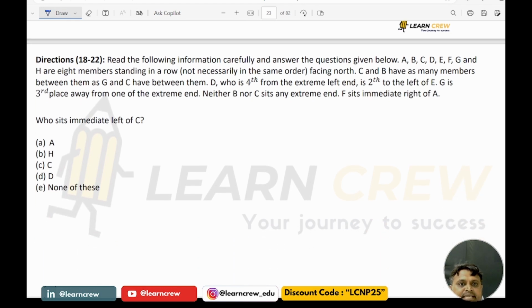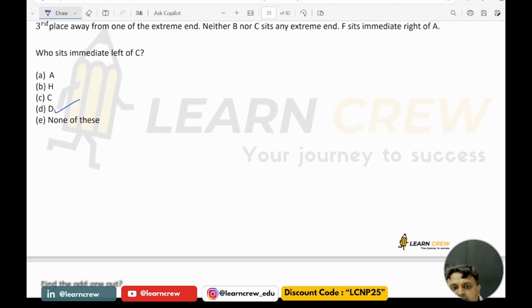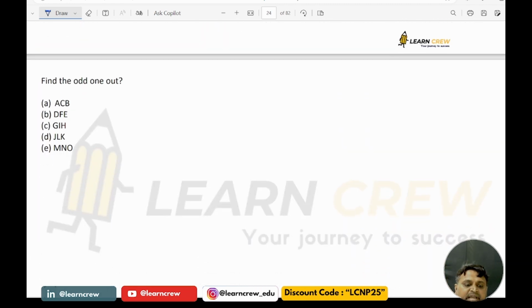Who sits immediate left of C? Who is the immediate left of C? D. D is the answer. Find the odd one out. A, C, B, A, B, C, D, E, F, A, B, C, D, E, F, G, H, I, J, K, L, M, N. This is odd. This is the different one.